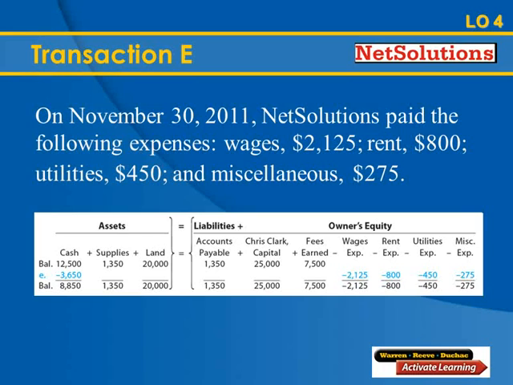For this transaction, Net Solutions paid a total of $3,650 in cash for 4 different expenses. Therefore, the asset, cash, is decreased by $3,650. On the right side of the equation, the payment of expenses is recorded by decreasing owner's equity for each expense paid. Owner's equity will decrease by $3,650 for the total expenses paid during the month.